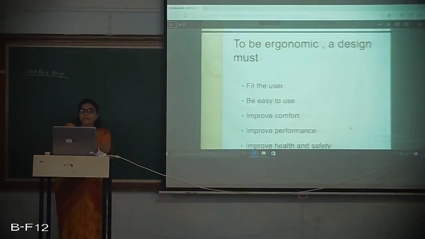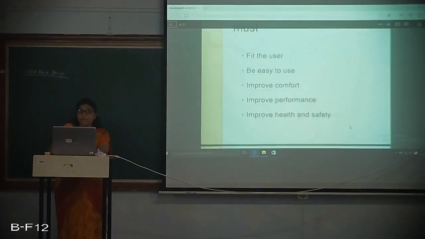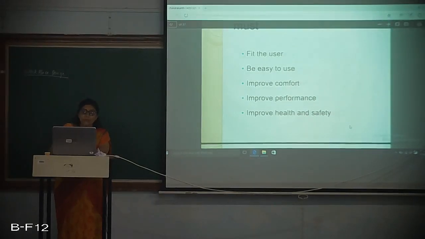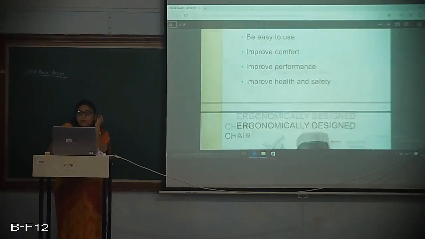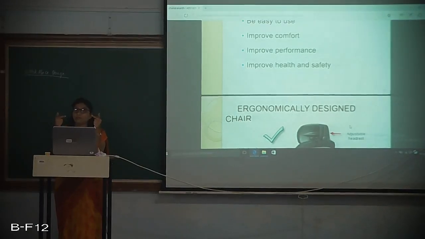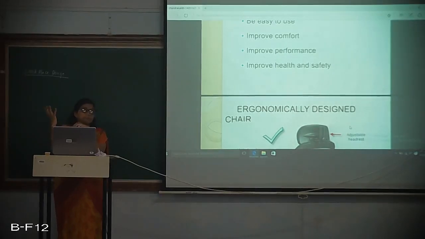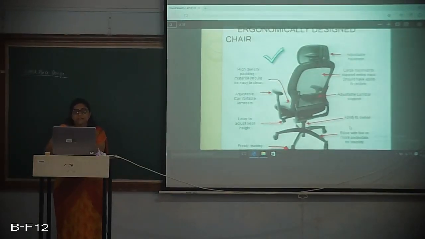The ergonomic design must fit the user, proper fit is required, and it should be easy to use. Improving this is very important, which will improve the efficiency of the worker who is on the shop floor. At the same time, it will increase the productivity of the organization. Important. This is about the feet. This is about the chair.